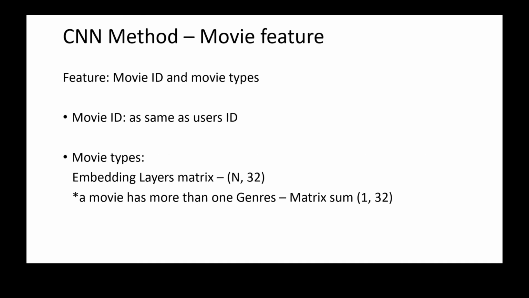For movie feature, it's about movie ID and movie types. We do the same thing as user embedding layers. Especially for the movie types, a movie has more than one type. So we do a matrix sum for movie types so that the movie type information will not be lost.